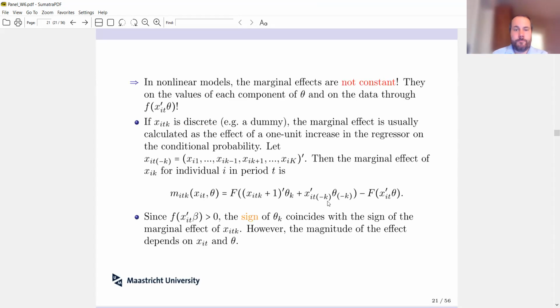So that's what I just said. The marginal effects are not constant, yeah? So it depends on the parameter and on the x variables.